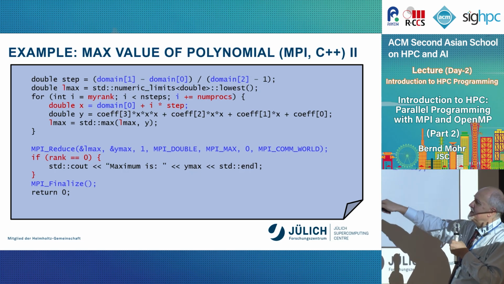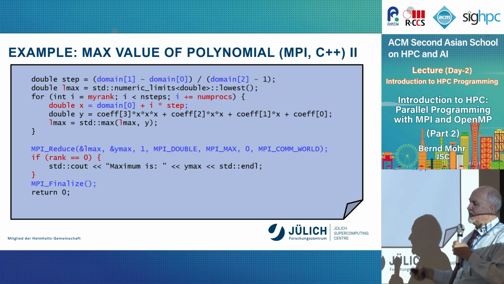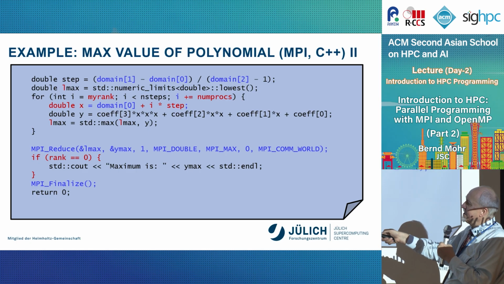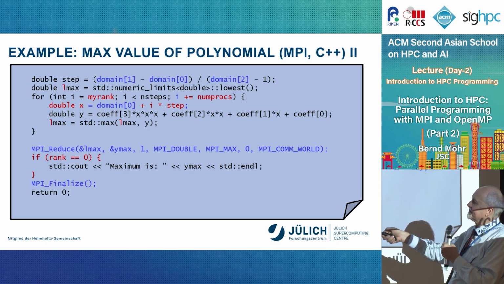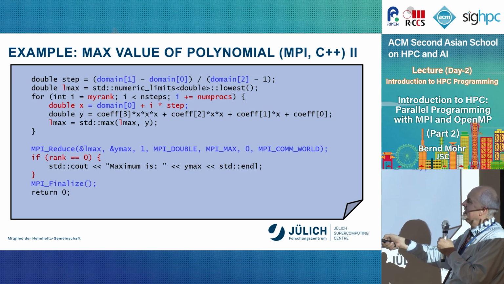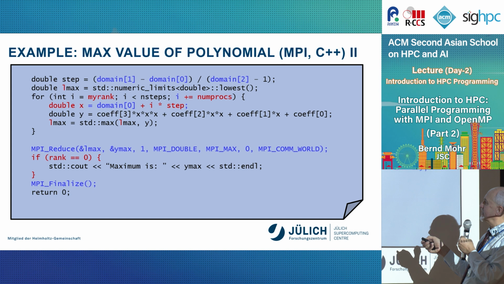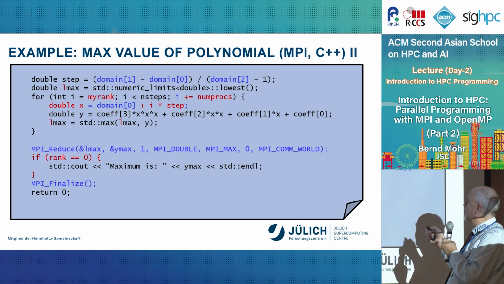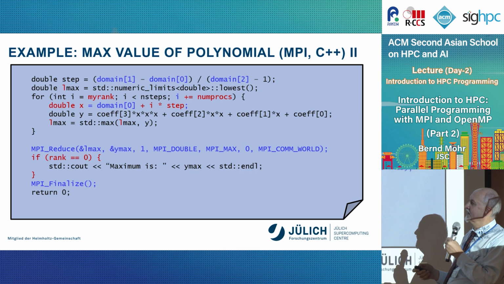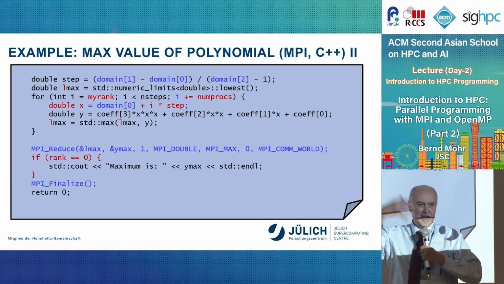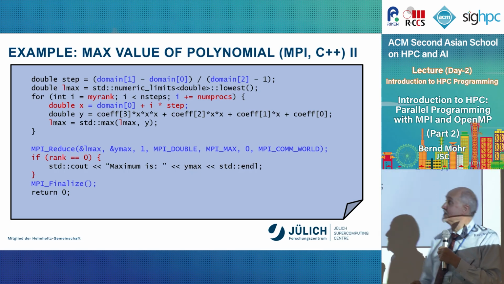Okay, when everyone is done with this calculation, we need to get the global maximum. We use the reduce function. So I put in my local maximum, I get out the global one. This is 1 double. I use the maximum function to reduce, and the 0 process is getting the result from everyone in ComWorld. And then if you're 0, you print out the maximum is like this. And then I finalize and I'm done. This is basically how it's working.